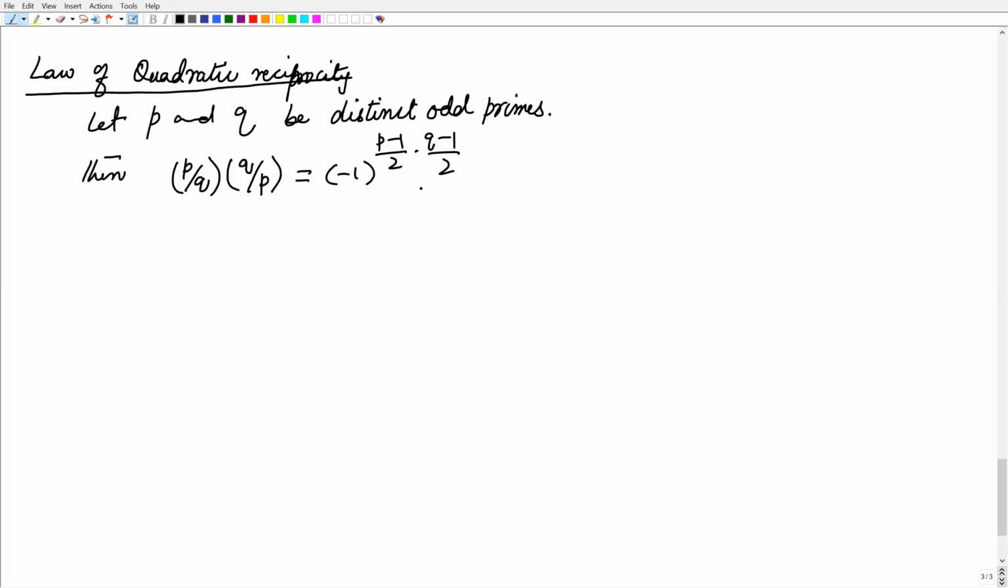Okay, so we will discuss the applications. I am leaving the proof of the law of quadratic reciprocity as an exercise, and then we will move to the applications of the law of quadratic reciprocity, inshallah, in the next session. Allah Hafiz.